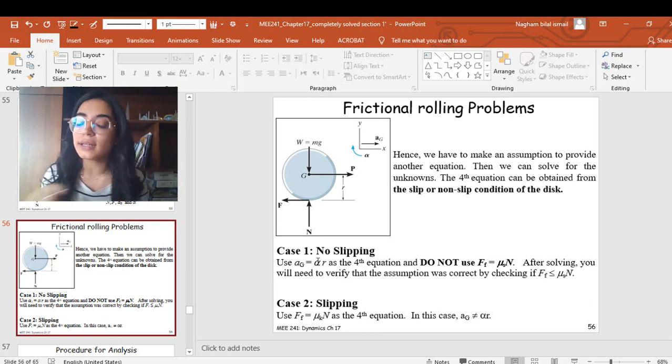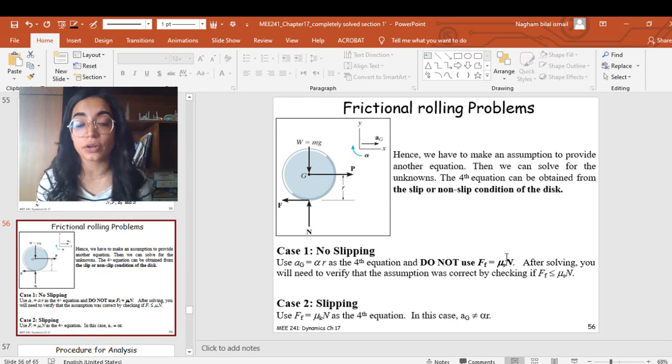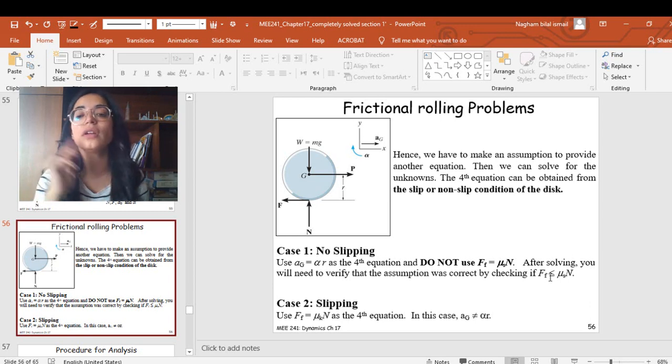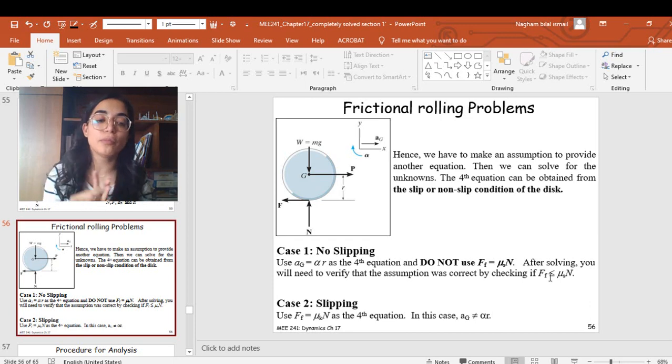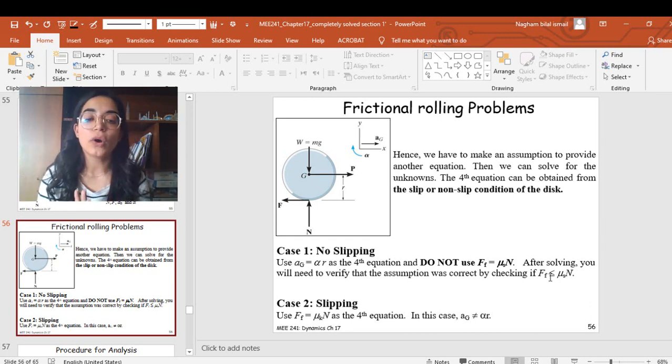You cannot use Ff is equal to mu static times N, because you have to verify this assumption if it is correct by checking if Ff is less than or equal to mu_s times N. So you're going to do this at the end of this problem to make sure that yes, this is the case of no slipping condition, even if the question is stating this clearly, all right? So guys, right now I have four equations, sum of Fx, sum of Fy, sum of moment, and a_G is equal to alpha R. So I can solve for only four unknowns.